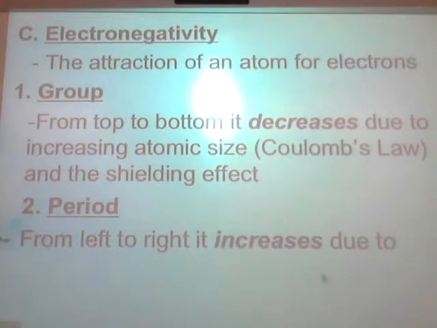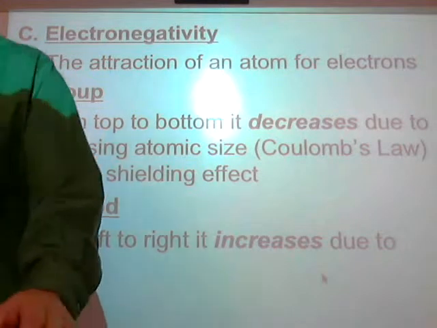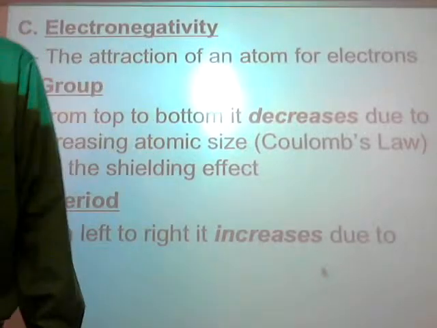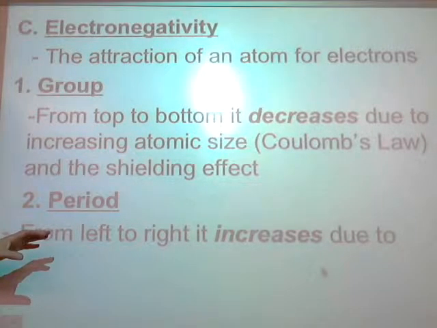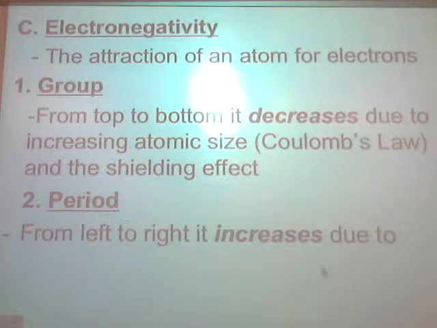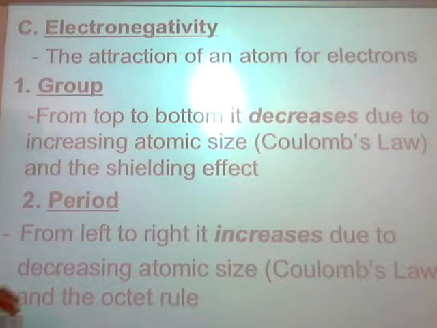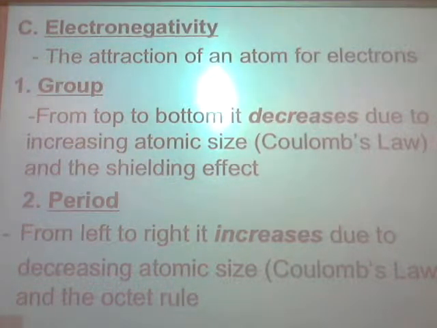Let's remember what's happening from left to right. What happens to the size of the atoms? They're getting smaller. So can you finish that explanation? Due to what? What do you think? Decreasing atomic size, and what other reason would also make them attract electrons better? The octet rule. Yeah. Decreasing atomic size, Coulomb's law, that's what it is, basically saying. And the octet rule. Beautiful. Wonderful. Now you got it.